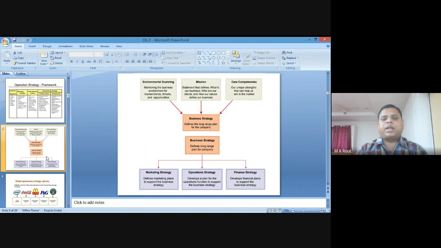Then the next point in your business strategy: as you know, most businesses implement long range plans for any kind of company. First we have already discussed environmental scanning. The next part is known as your mission. That is the goal and objective of any company. The mission is a statement that defines what our business is, who our clients or customers are, and how our values define our business. That should be most important.